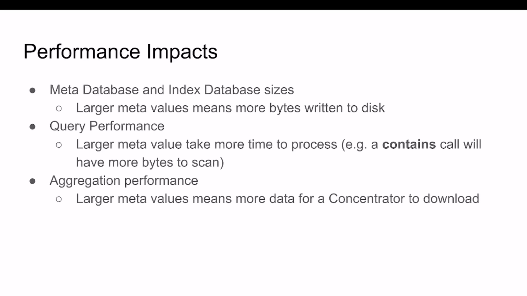And then there's aggregation performance. Again, this is because the meta is actually bigger, and the meta is nothing but bytes of data. And aggregation is nothing but the operation of downloading data. So now if you're generating up to 4, 5, 6 times as much data, that is going to have a non-trivial impact on performance.